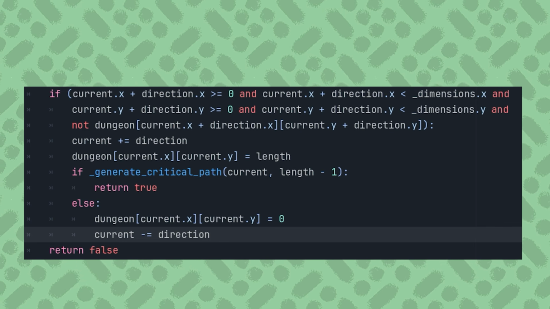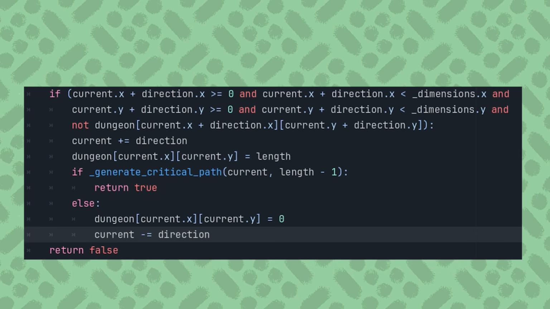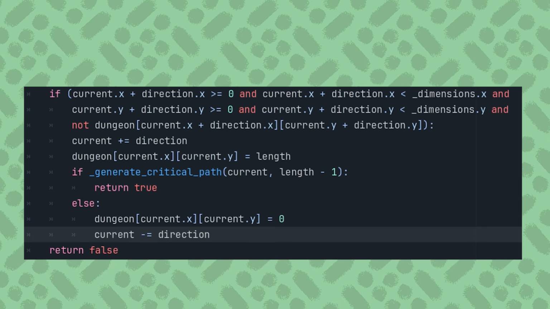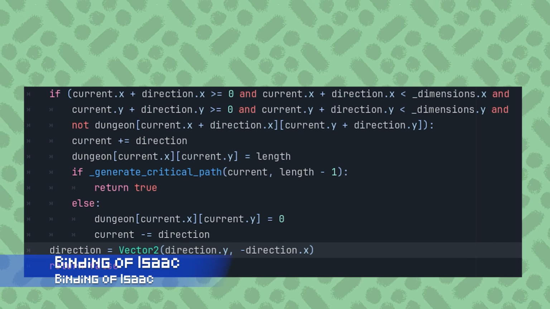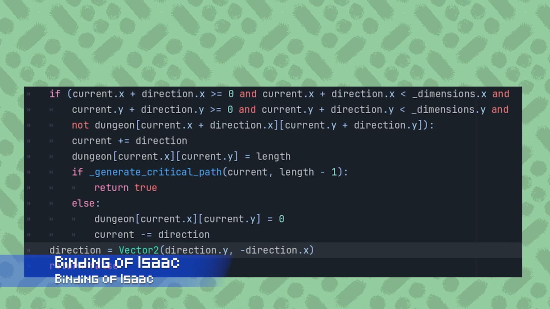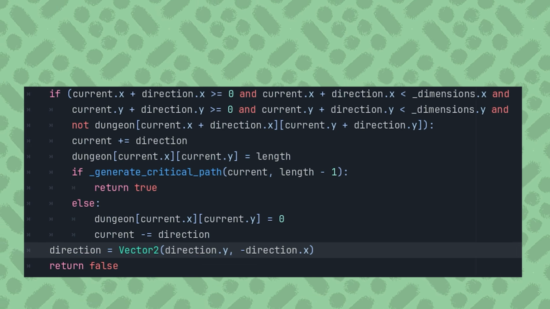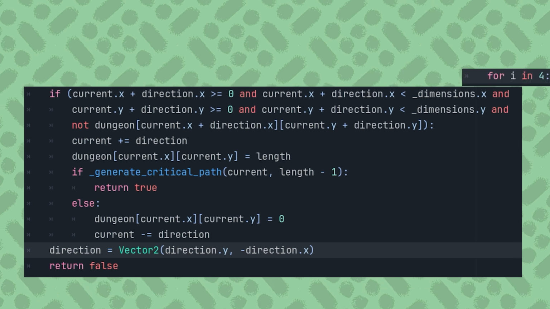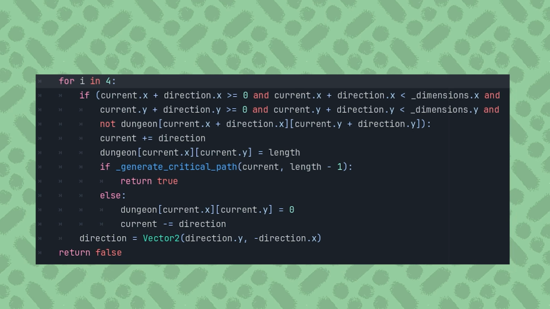This means that trying to form the critical path in the random direction we chose did not work, because there were not enough empty rooms in that direction to complete the path, so we will have to change the direction and try again. An easy way to rotate this direction vector is to reverse its x and y values and use the negative of one of them. Which one is negative will determine if the rotation is clockwise or counterclockwise. We will then do all of this again with the new value of direction.